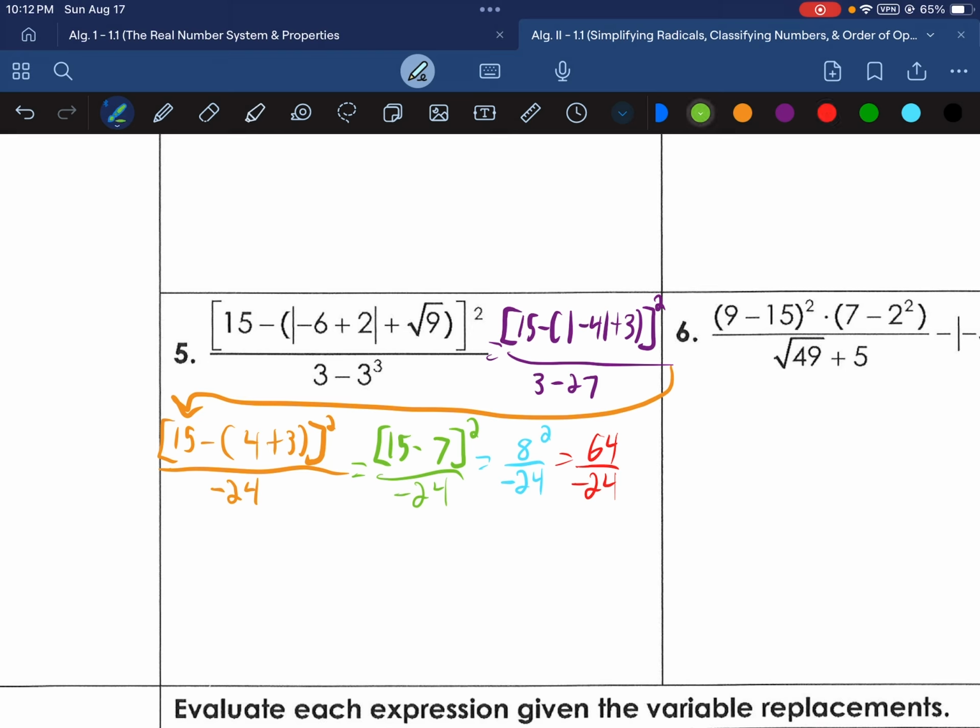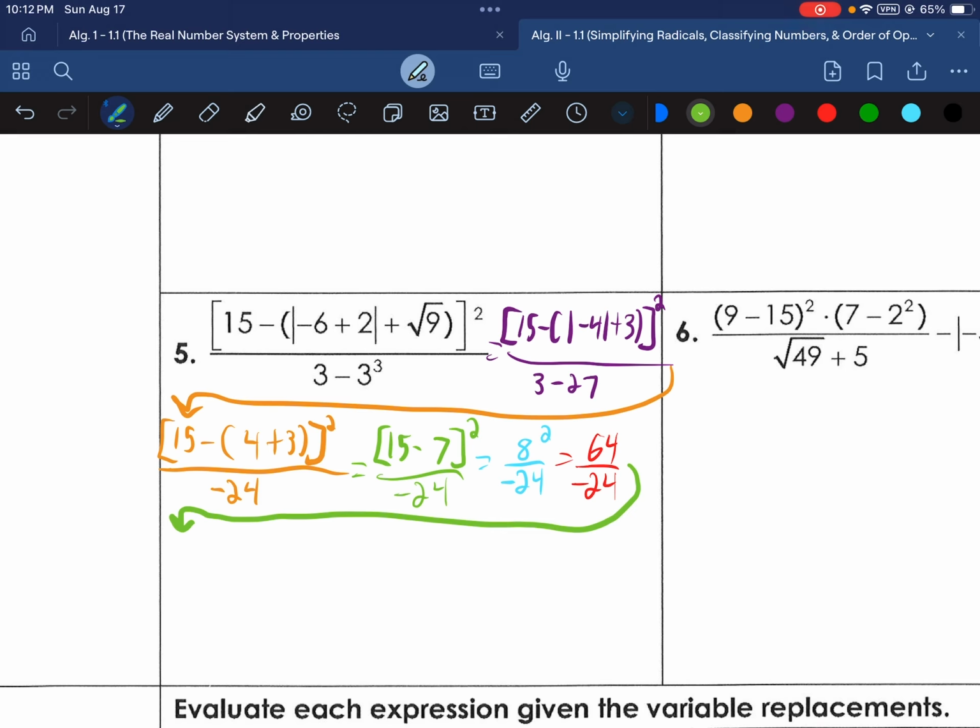So now we simplify 64 over negative 24. And whether the negative is on the top, bottom, or outside the fraction doesn't matter. As a fraction, the number is negative. So even though we see a fraction as two numbers, it's really one number, and the entire fraction is a number made up of two individual numbers.